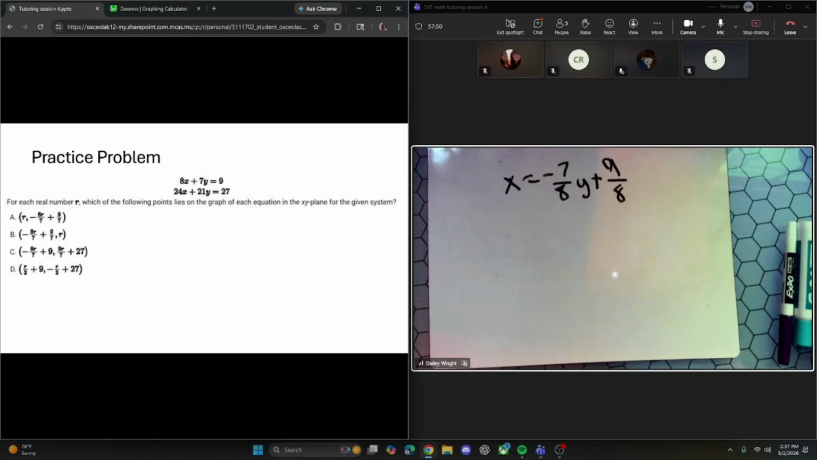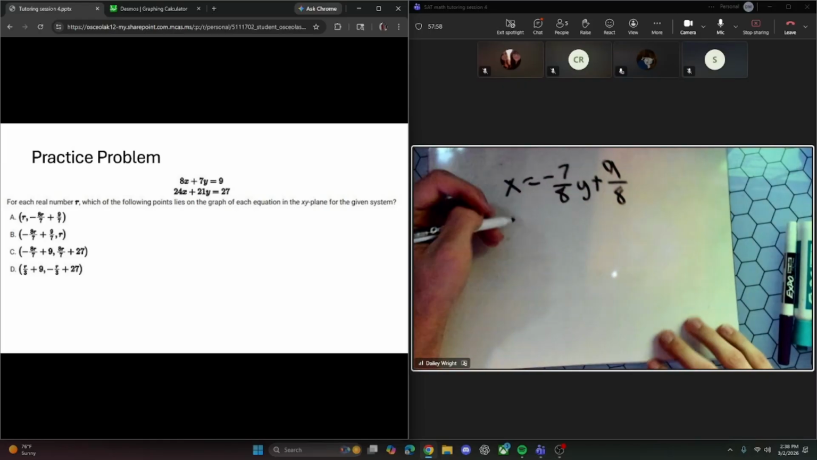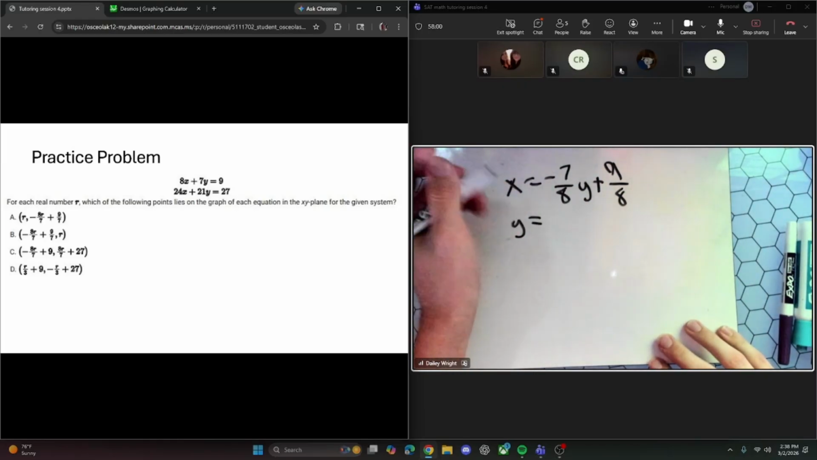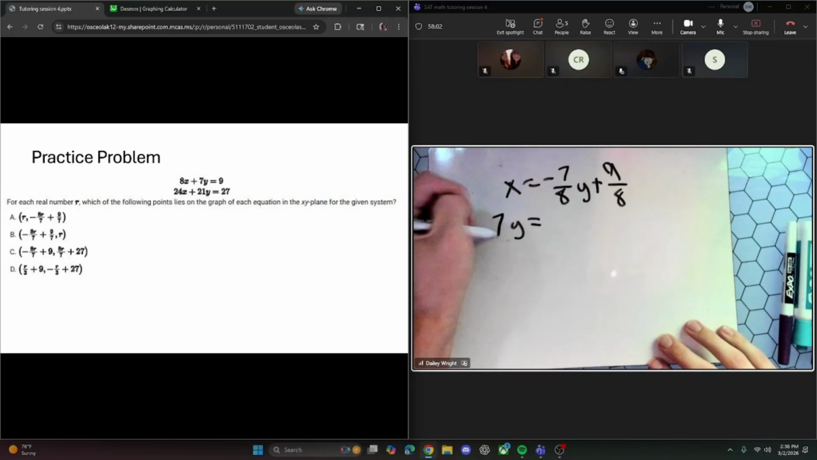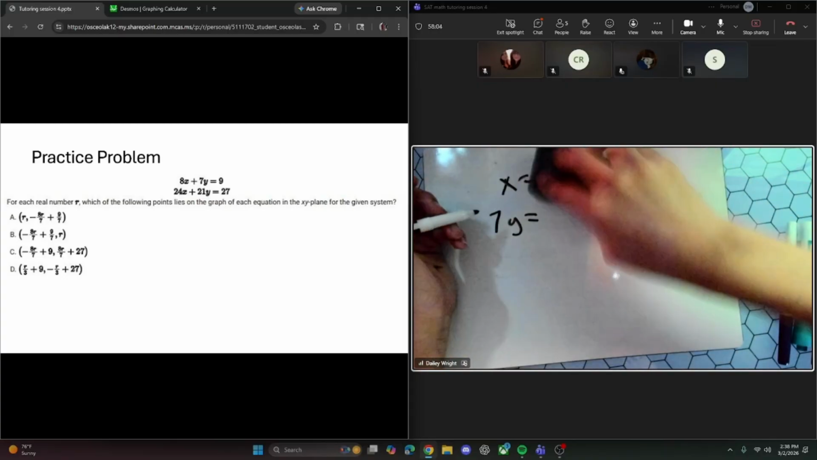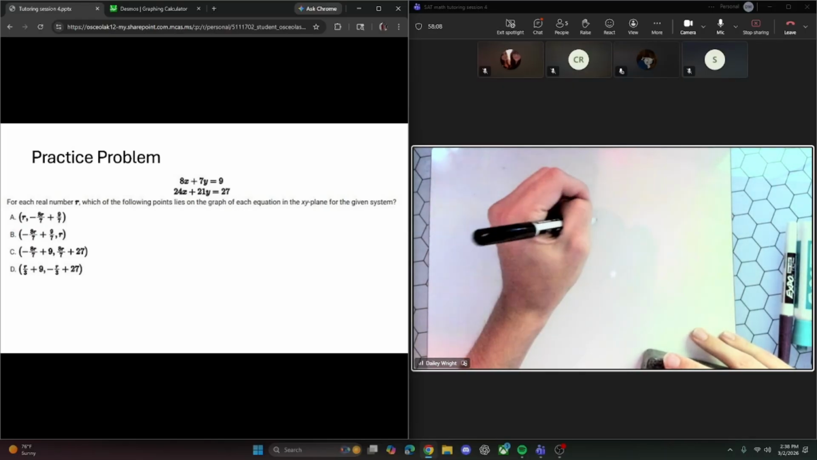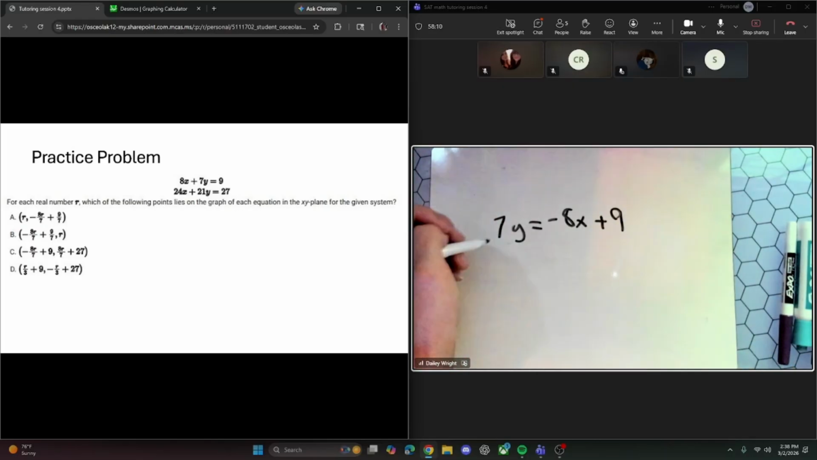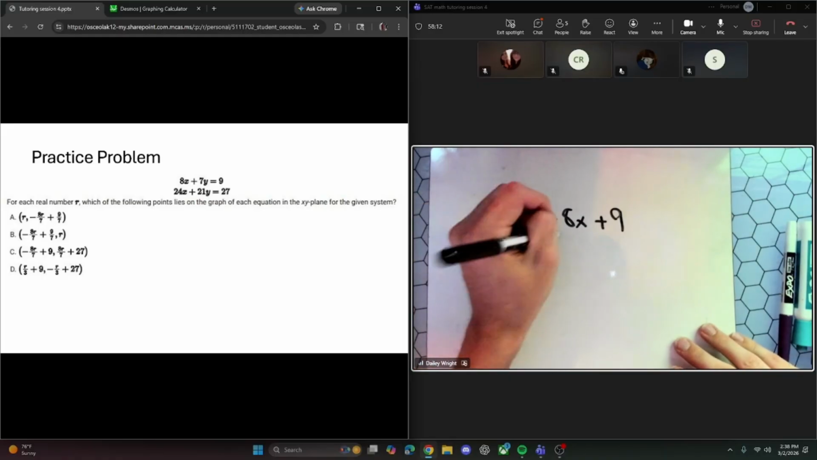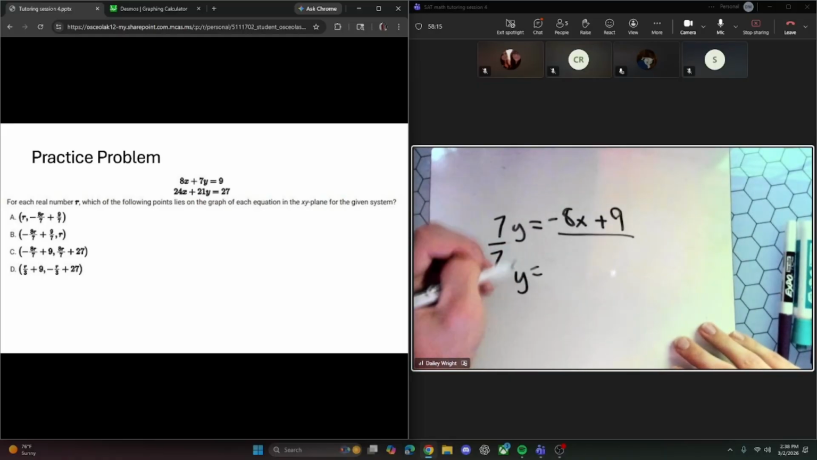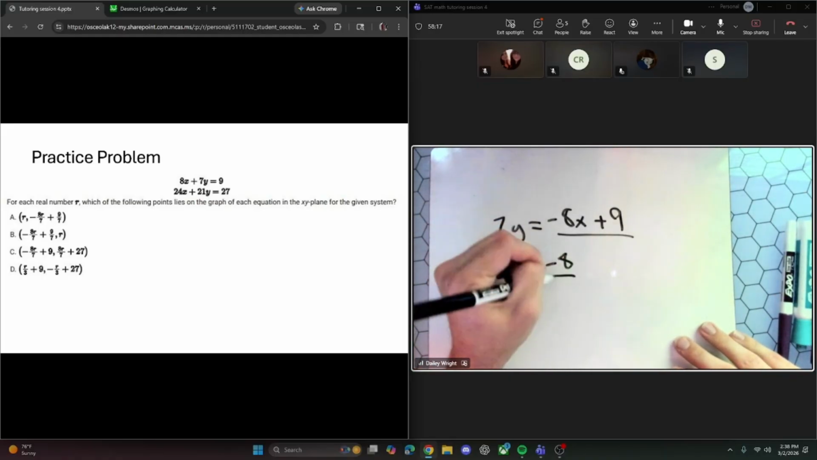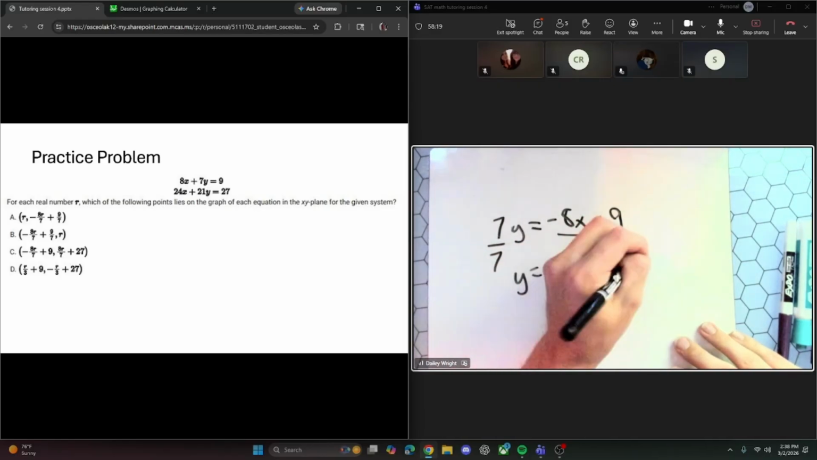Now we want to get it into the other form. So let's try getting y by itself. So 7y equals, I'm just going to subtract that 8x over instantly. Negative 8x plus 9. Divide this by 7. y equals negative 8 over 7x plus 9 over 7.